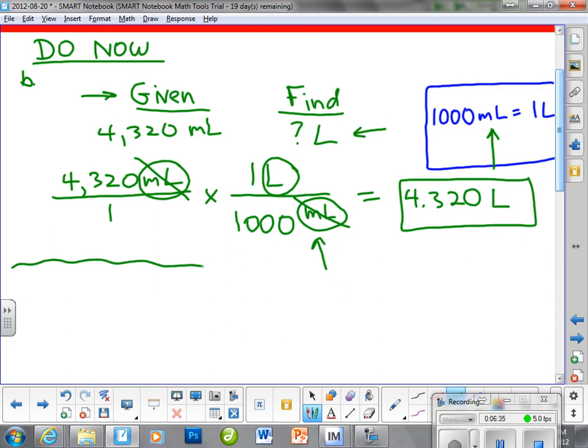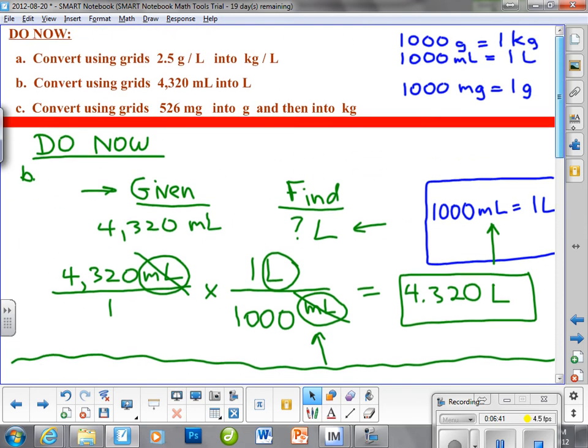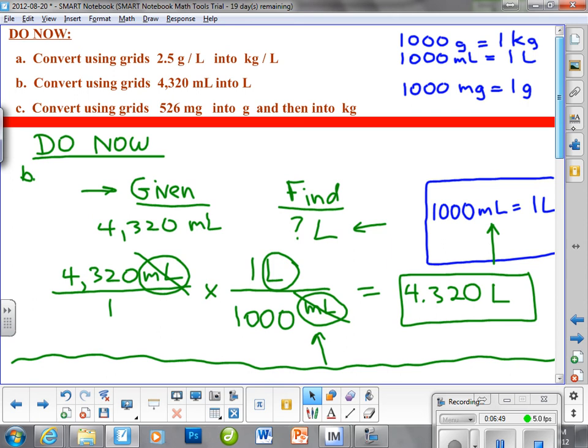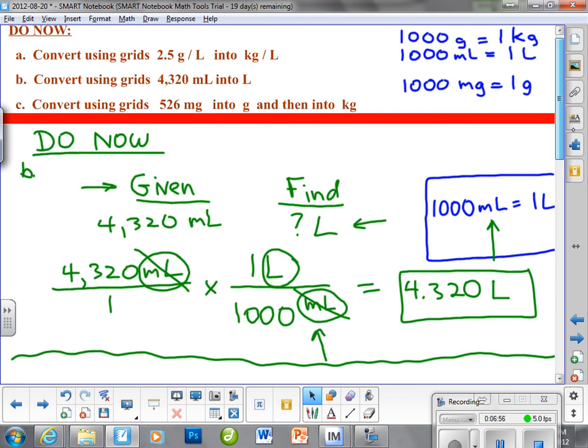Alright, so this is kind of the basic start, and all the problems are going to be just like this. So let's look up here at letter C. That's what we'll do next. Convert using grids. Who has an idea of what the find given is? I'm sorry. What's the given? Hand anyway? Go. We're doing C, right?